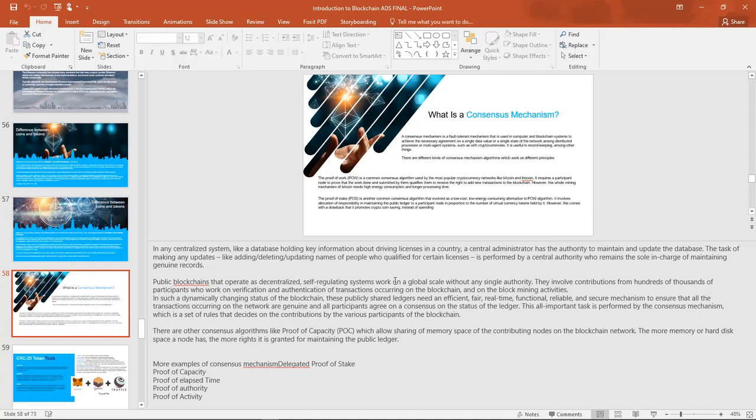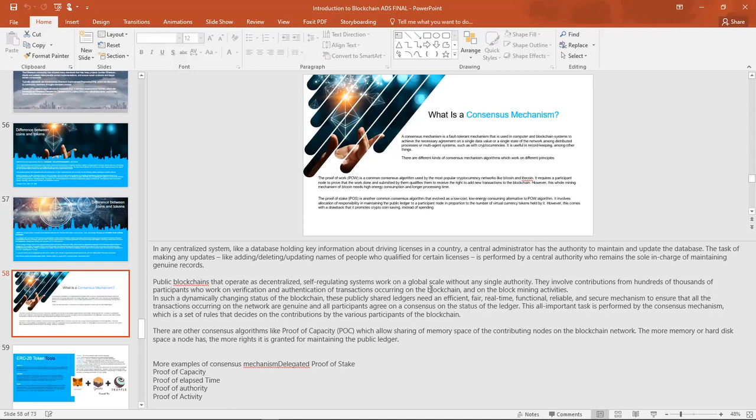And that is something that is known to happen, especially here in Africa, because of the centralized nature of such databases. But a public blockchain operates as a decentralized, self-regulating system that works on a global scale without any single authority. They involve contribution from hundreds of thousands of participants who verify and authenticate transactions occurring on the blockchain and the block mining activity.